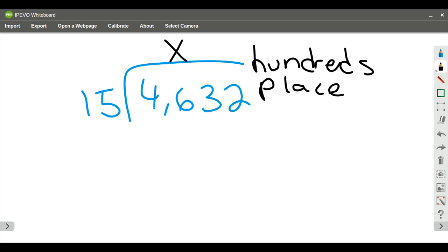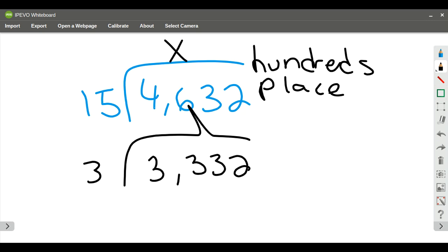My next one that I'm going to take a look at is I have 3,332, and I'm dividing that by 30. So if I look here, 30 is not able to go into 3. 30 can, however, go into 33. So the first place I'm going to put it is in my hundreds place. And so I will have a 3-digit quotient.